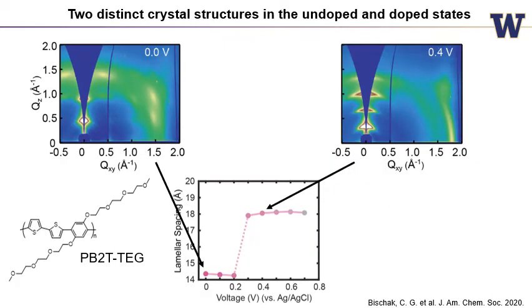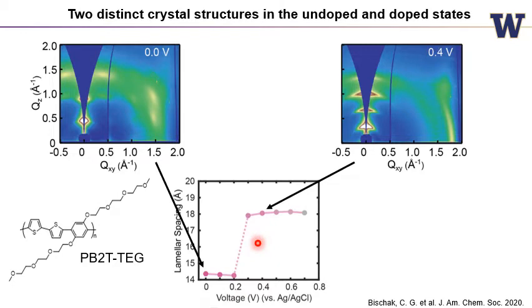To get higher resolution patterns of this material, we performed grazing incidence wide angle X-ray scattering. We looked at both 0 volts, before this discontinuity happens, and around 0.4 volts. What we saw that was really cool is we see two very different diffraction patterns at these two different voltages. These look almost like two completely different polymers, but they're actually two distinct crystal structures of the same polymer.